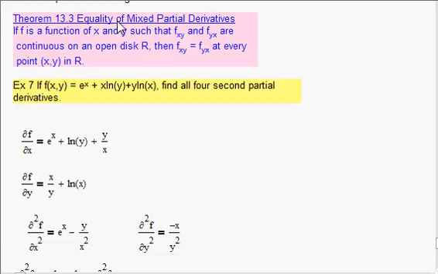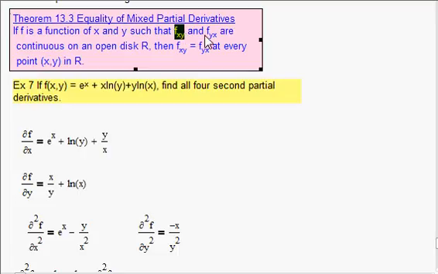Well, theorem 13.3, equality of mixed partial derivatives. If f is a function of x and y such that the mixed second partial derivatives f of xy and f of yx are continuous on an open disk R, then f of xy equals f of yx at every point xy in that open disk R. And so if you look at functions that are generally continuous, that would be kind of nice. Say most of the time that's going to be true.